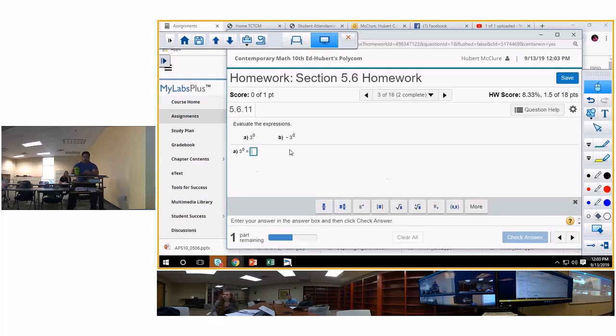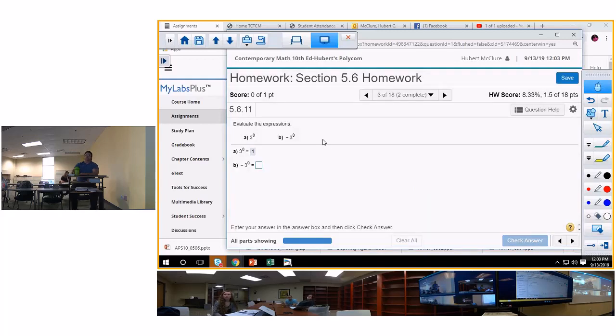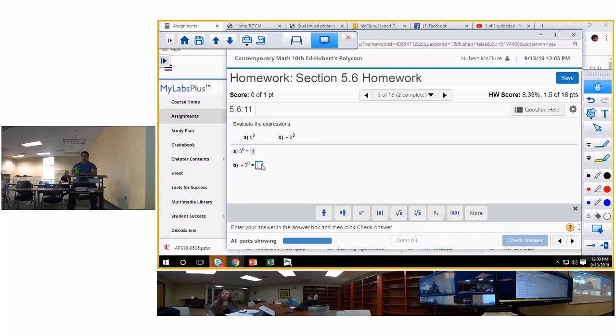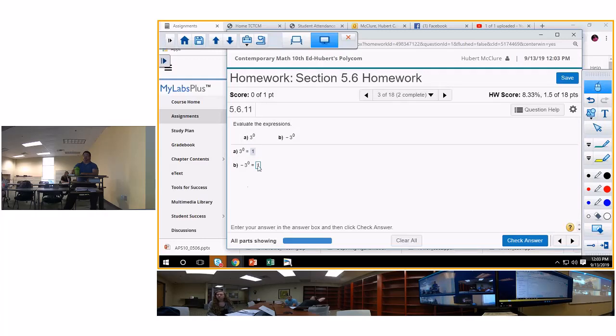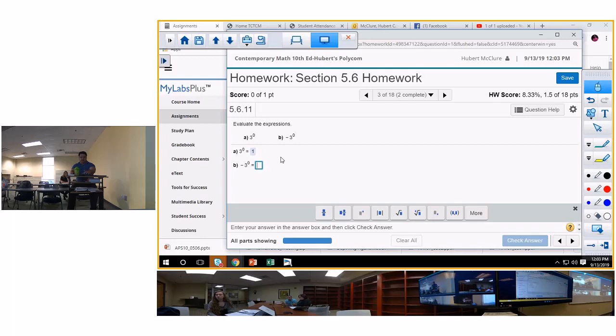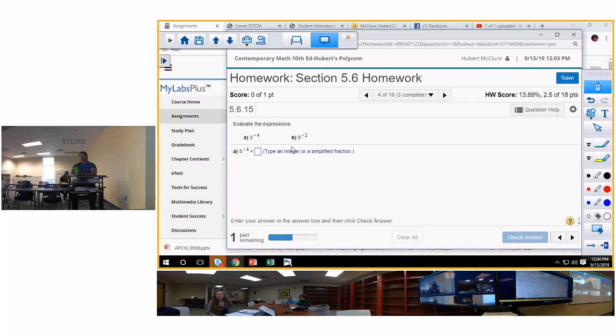Anything to the zero power is 1. Oh, I'm sorry, that's to the negative. It's got a negative in front of it. Sorry. Negative 1. These are so basic, you forget them sometimes. Okay? These are not test questions, but standardized test questions.